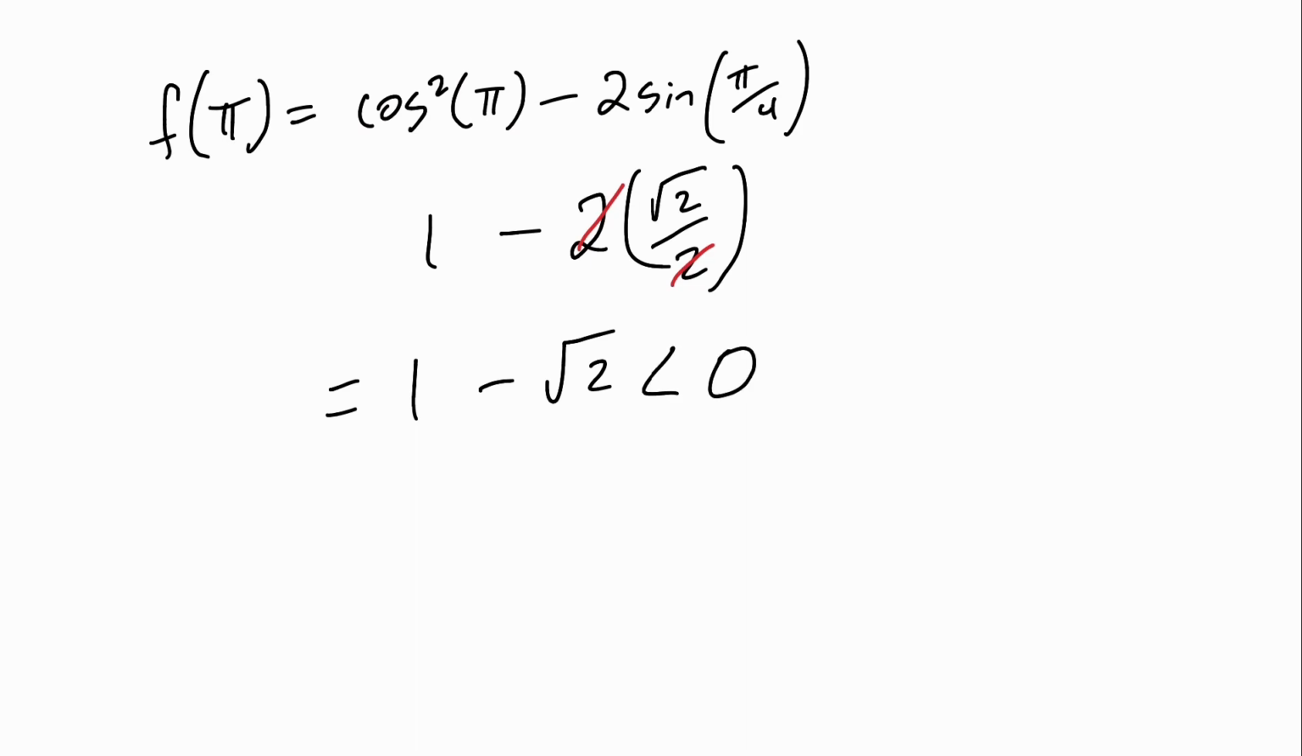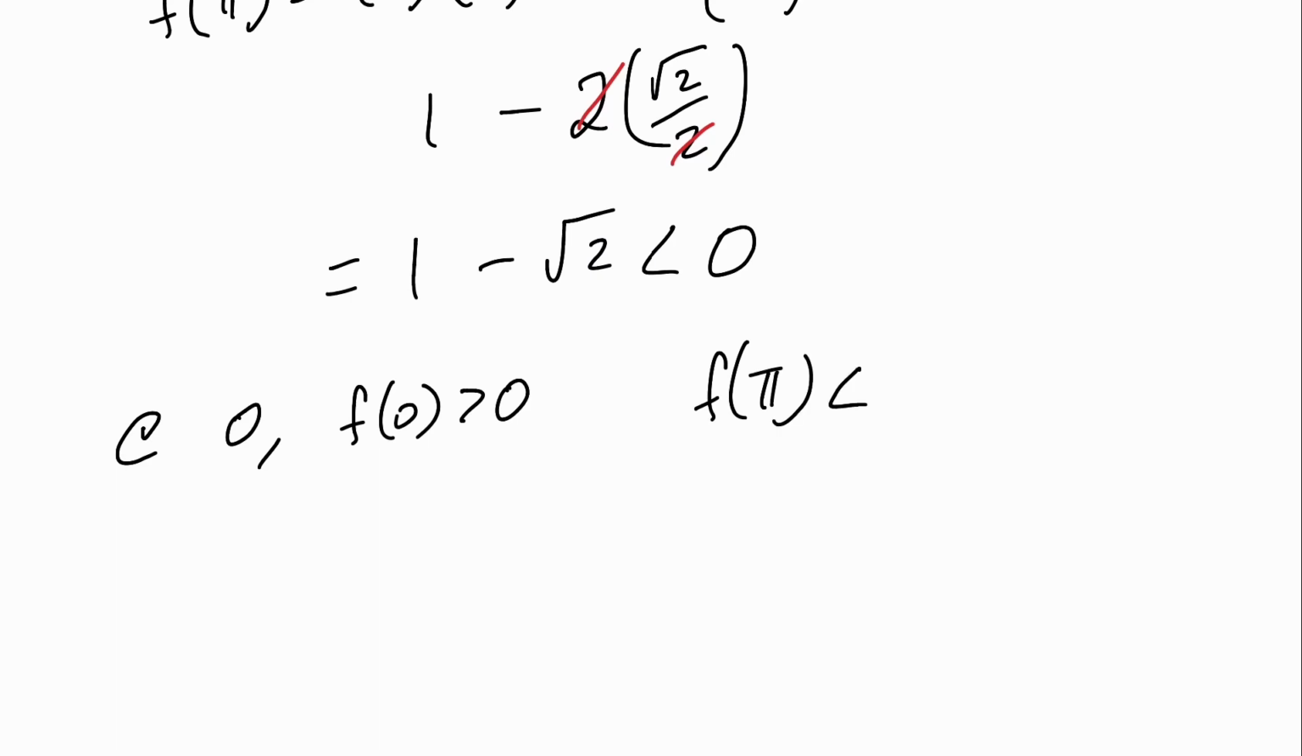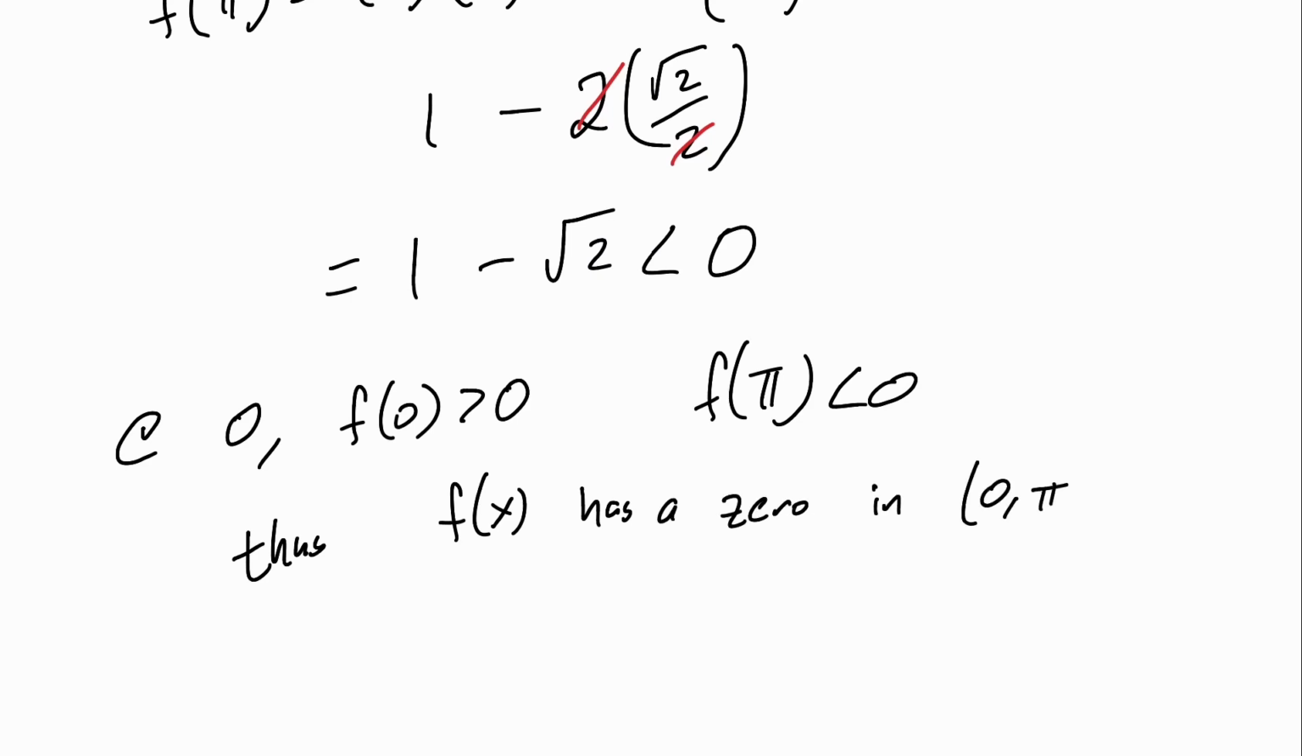So 1 minus square root of 2 is less than 0. I don't know what it is off the top of my head, but I know that it is less than 0. So that means at 0, f of 0 is 1, right? So f of 0 is bigger than 0. F of pi is less than 0. And that means there has to be a point. Thus, we can definitively conclude f of x has a 0 in the interval from 0 to pi.